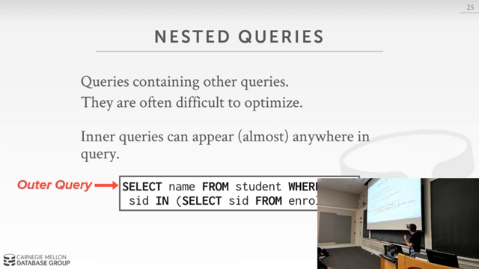So you can think of this inner query as like a function that's going to produce some set of tuples as your output, and then you can apply whatever predicate you want on that in the outer query. So we'll walk through a bunch of examples of this and see how it works.